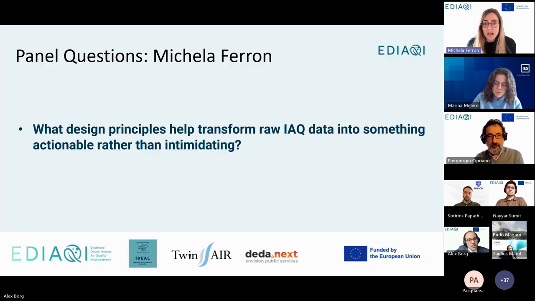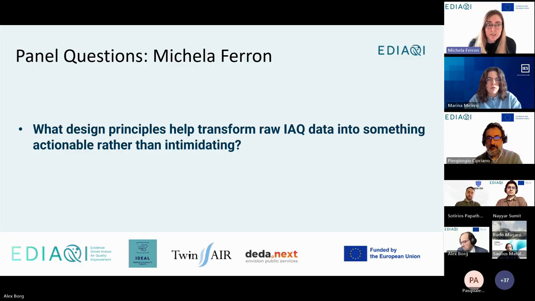Another one is data synthesis, which means that instead of using single raw values that can feel complex to understand for non-specialists, we use simplified numerical indexes to provide a single unambiguous piece of information, which is also actionable. So the users perceive their air quality as a comprehensive value, and this reduces anxiety.